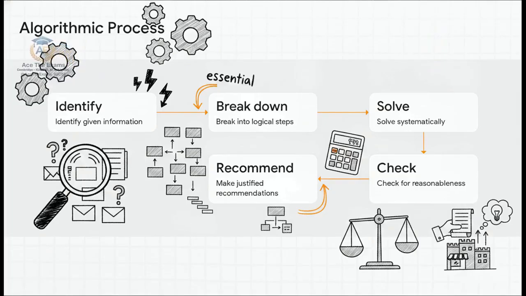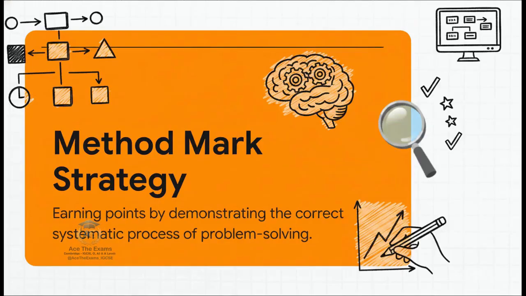Honestly ask yourself, does the security solution actually make sense for a tiny local business, or are you recommending enterprise-level overkill that doesn't fit the context? And Step 5. Make justified recommendations. This algorithmic sequence is exactly how you prove to the examiner that you possess that higher-order analytical depth they are desperately looking for. And all of this brings us to the holy grail, the method marks strategy.